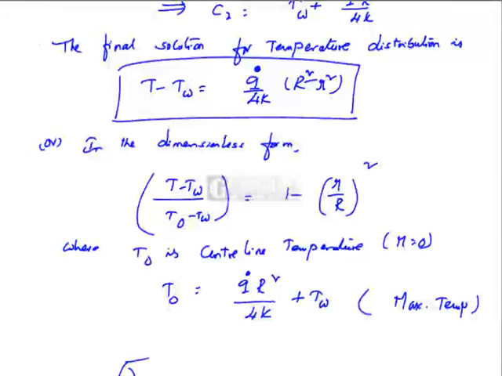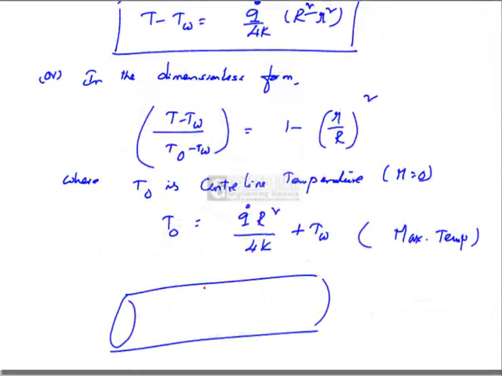So if you see the temperature distribution along the cross section of the pipe, this is T0, the maximum temperature. TW is the wall temperature or surface temperature. T0 is the centerline temperature or axis temperature.